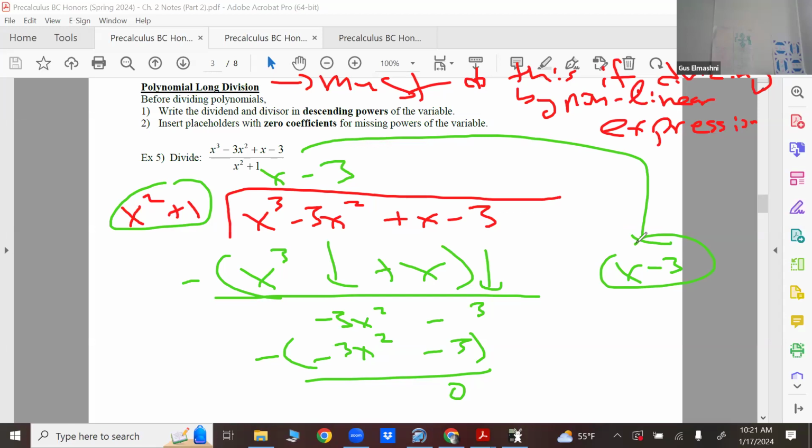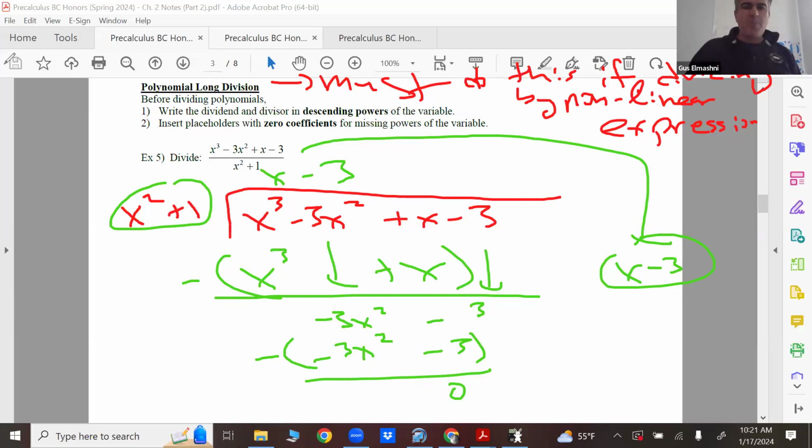Yeah, because you've got to make it look cleaner. For example, if I plug in 2, I get 8 minus 12 is -4, -4 plus 2 is -2, -2 minus 3 is -5. So I get -5 up top and 5 down below, so I get -1. Well, if I put 2 into here, I get -1 still, right? So that should always happen. This is just simplifying. That's all it is. That's it.